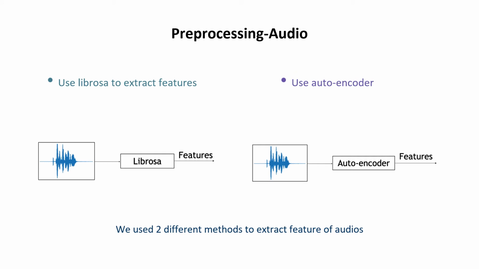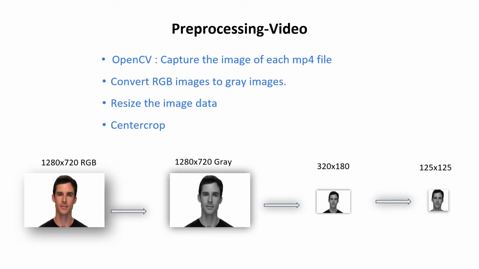And the pre-processing part is divided into 2 parts. For the audio part, we will use 2 different methods to process audio data. The first one, we will use the Librosa package to extract MFCC features of audio data. And the second one, we will use our own autoencoder structure to get the features we want. For the video part, we will take several steps to reduce the size of the image in order to reduce the training time, and only keep the important information of the human face.